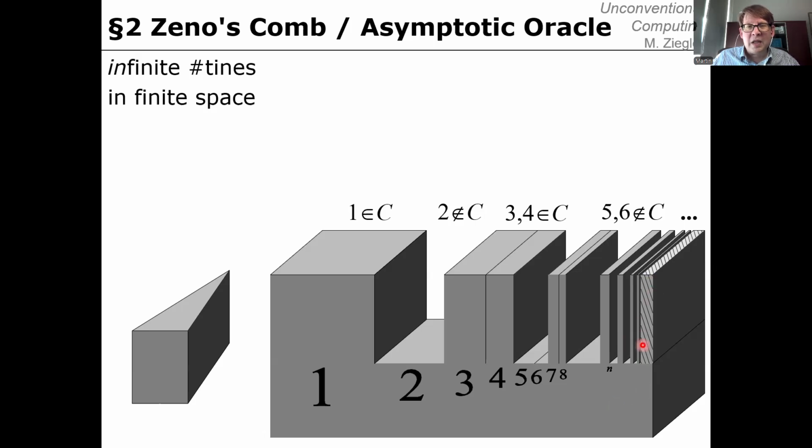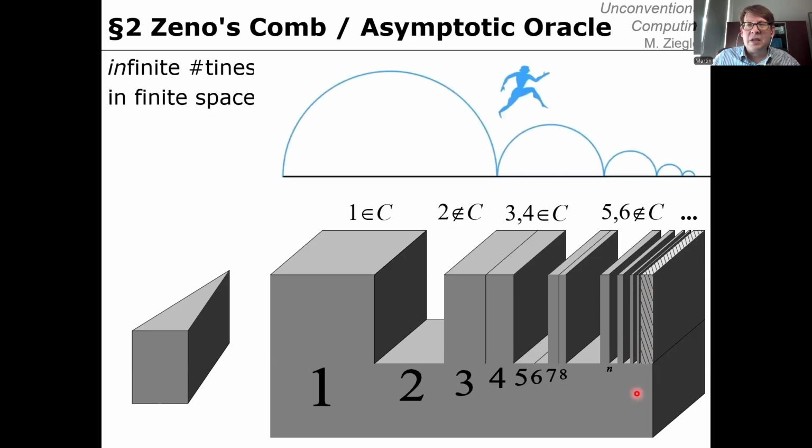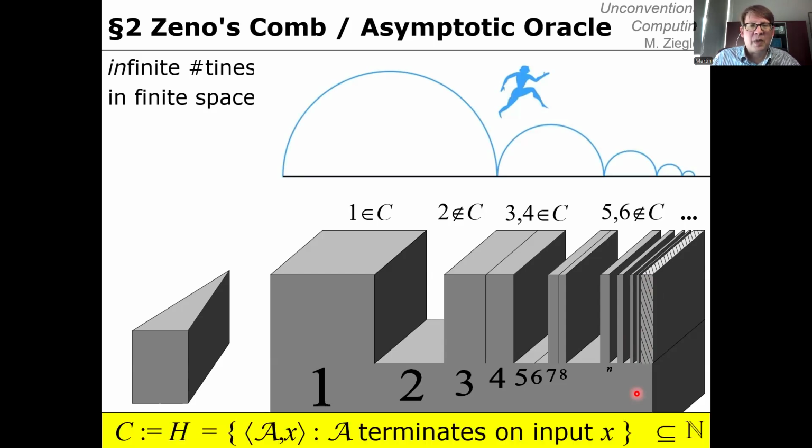You see here, this part is like Zeno's teeth. This is an approximation. This is why it's an asymptotic oracle, right? Like Zeno's rays. And now let's consider a particular case of Zeno's comb, namely where the presence and absence of teeth encodes the answers to the halting problem.